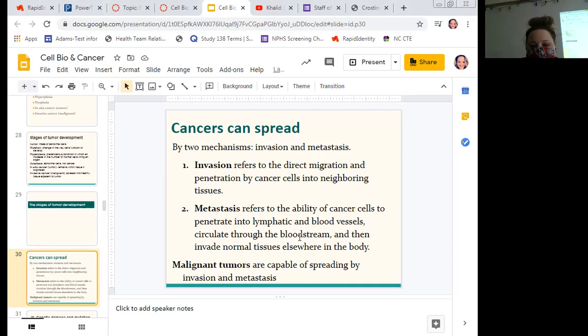Metastatic or metastatic. I can't say this word today. Y'all tell me the word. Metastasis refers to the ability of cancer cells to penetrate into the lymph nodes and blood vessels, circulate through the bloodstream, through the circulatory system, and invade tissue somewhere else.